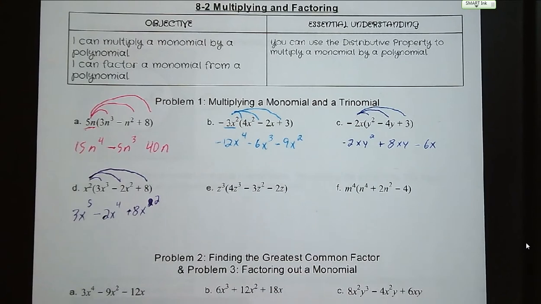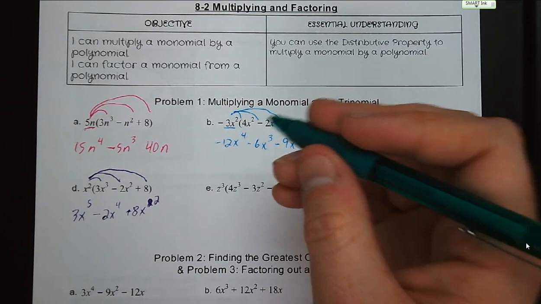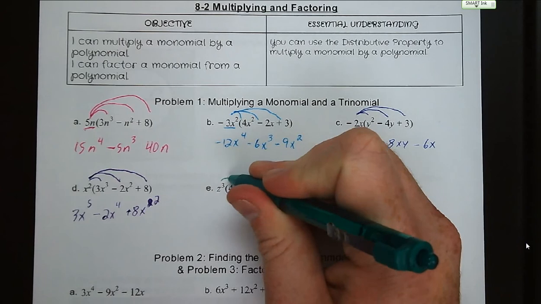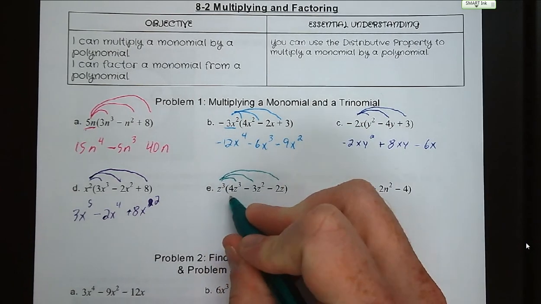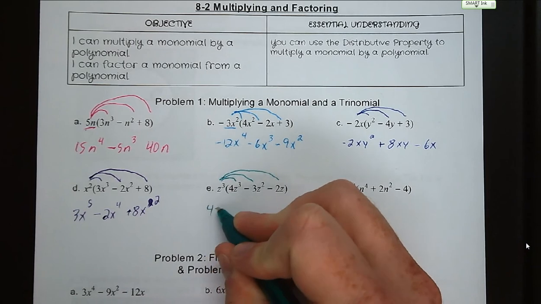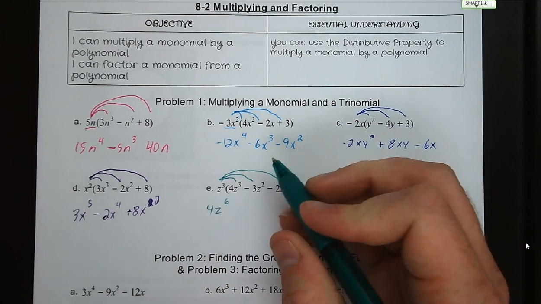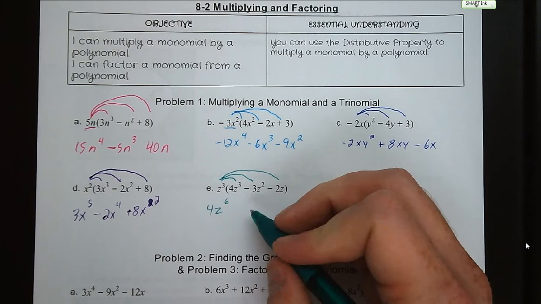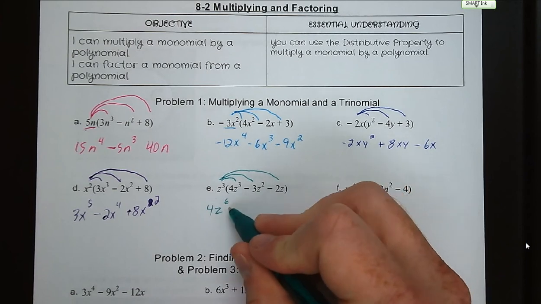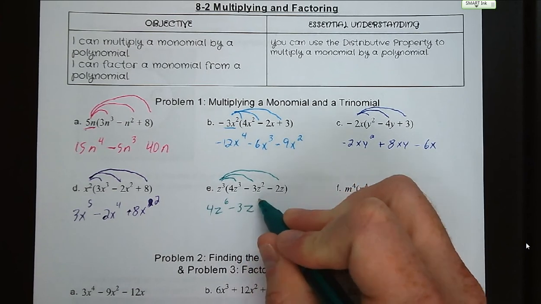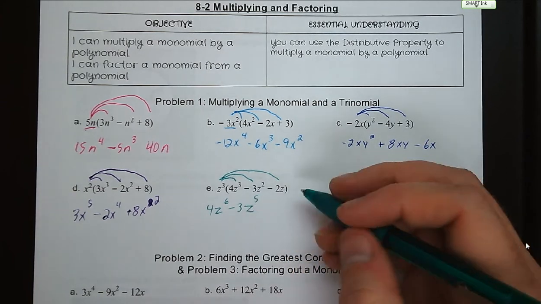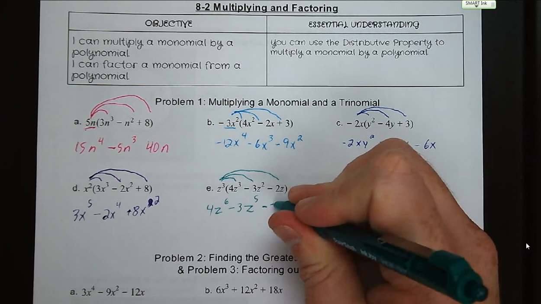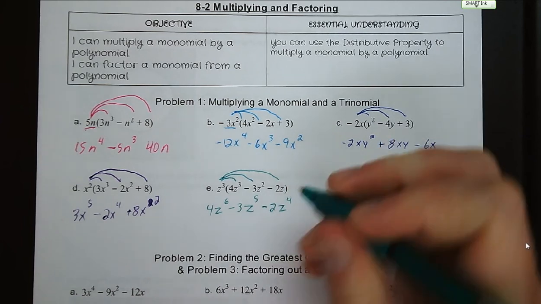All right. Letter E. We are distributing z cubed to each of our terms. So z cubed times 4z cubed is 4z to the sixth. z cubed times negative 3z squared is minus 3z to the fifth. And z cubed times negative 2z is minus 2z to the fourth.